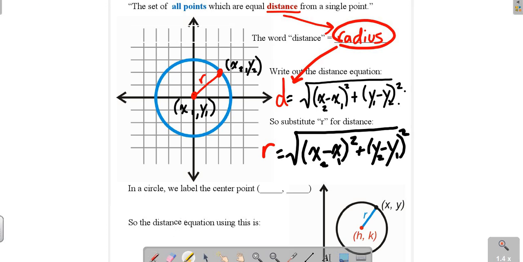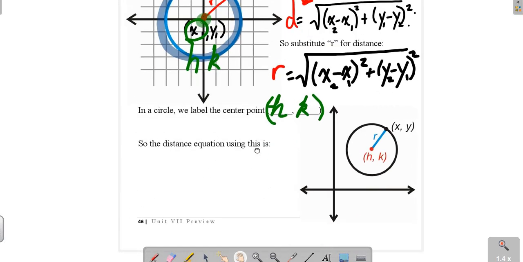But because that single point, the center of a circle, is so important and it's distinct from all of these points, when we say the set of all points, we have a special coordinate system we use just for the center of the circle. And we use the variables h and k for the center of the circle. So we're going to rewrite the distance equation, but instead of x1, we're going to use h, and instead of y1, we're going to use k, because that's the designation for the center of a circle.